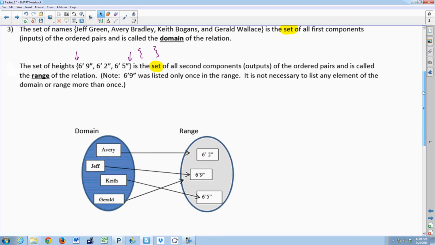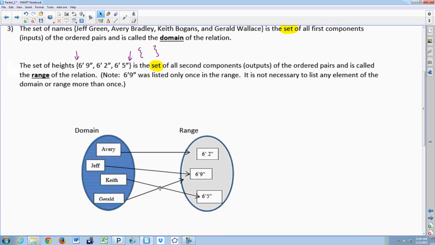Visually, one way we can do it is we can have these sort of ovals represent the set of all your inputs. The domain is the set of all inputs. And the range is the set of all outputs.